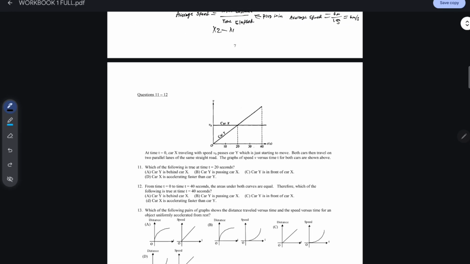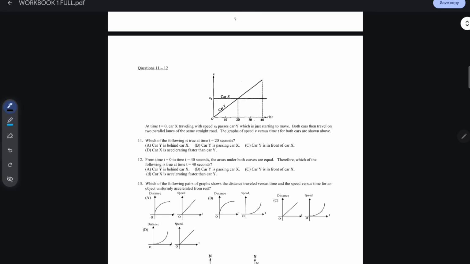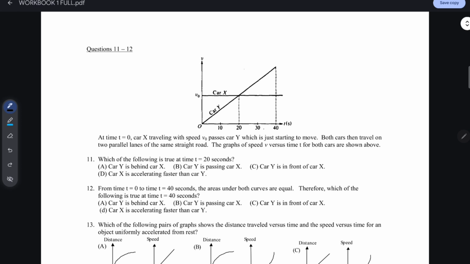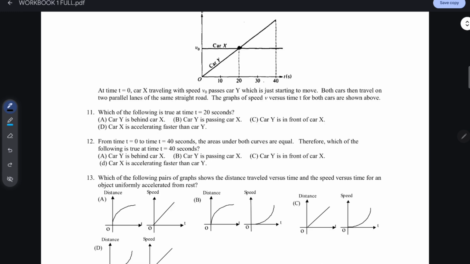Okay, last one that we're going to do is this page. At time 0, car X traveling with speed V0 passes car Y, which is just starting to move. Both cars then travel on two parallel lanes of the same straight road. The graphs of speed v versus time for both cars are shown above. So on this one it would be A.